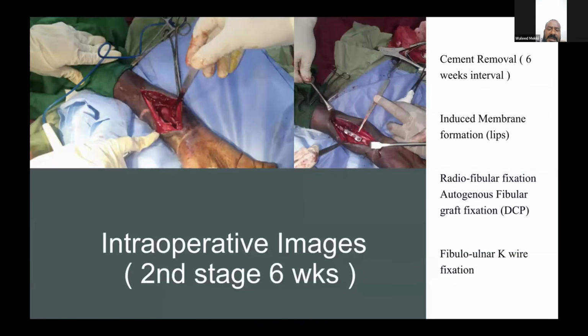And this is the next stage after 6 weeks. If you can notice, there is an osteogenic membrane with developed lips. I put the lips of the incision where I removed the bone cement. It was very thick and well developed, like a muscular technique. You can see that thick soft tissue developing. And I did a radiofibular fixation using autogenous fibular graft and distal fibular-ulnar fixation using K-wires.